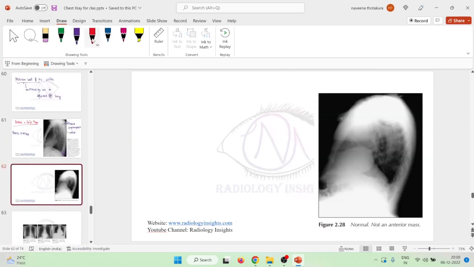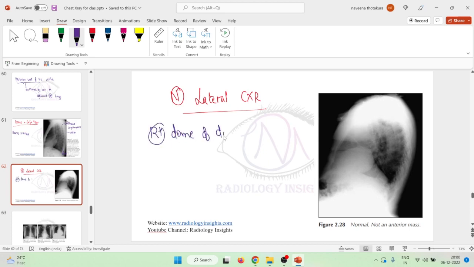Now see this chest X-ray. Is it normal or abnormal? We think it is an abnormal chest X-ray, but actually it is a normal lateral chest X-ray. How? This mass which you are seeing is nothing but the heart. Here there are two shadows. One is the right dome of diaphragm. What is this? This is the right dome of diaphragm.